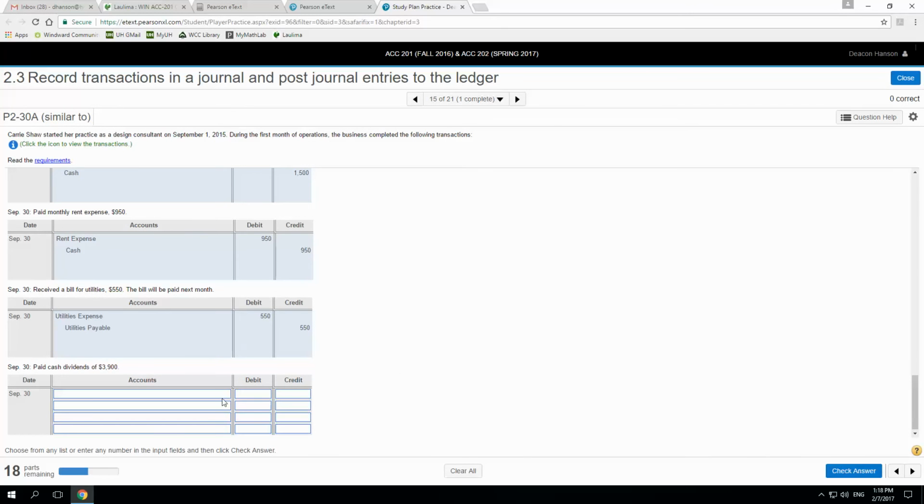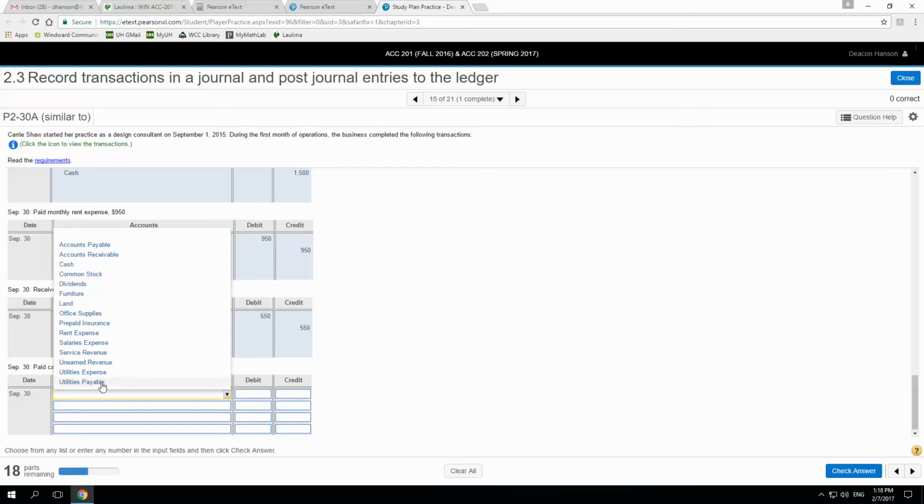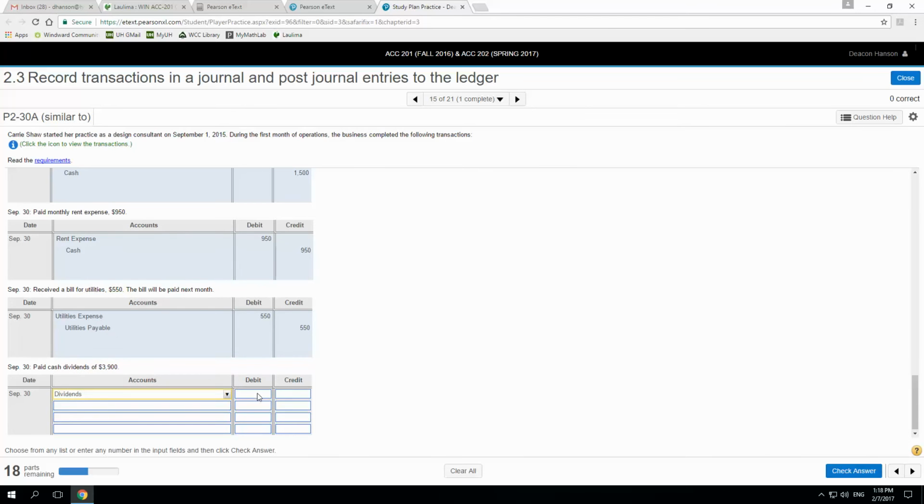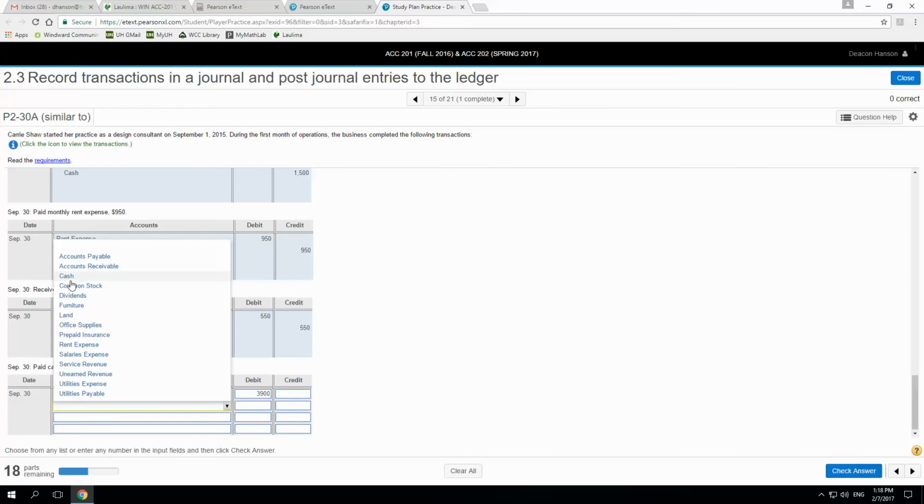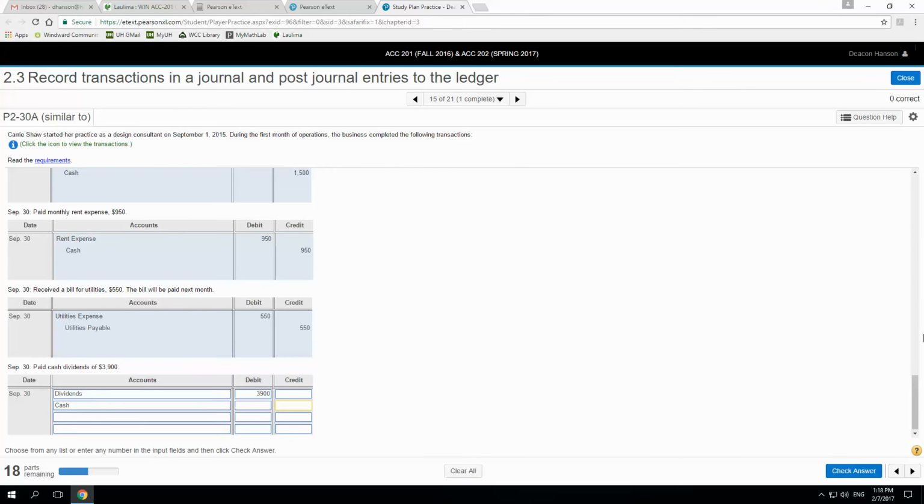Paid cash dividends. Okay, dividends increase with a debit, so I'm going to debit dividends, 3,900. And I'm going to credit cash because we are paying the dividends, 3,900.